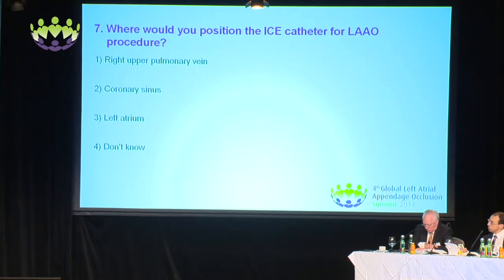Question number 3. Where would you position the ICE catheter for the LAA procedure? The problem is where we need a dedicated projection to see the appendage during the procedure and to monitor the procedure with a stable position. We suggest right upper pulmonary vein, coronary sinus, left atrium, I don't know. Please vote.